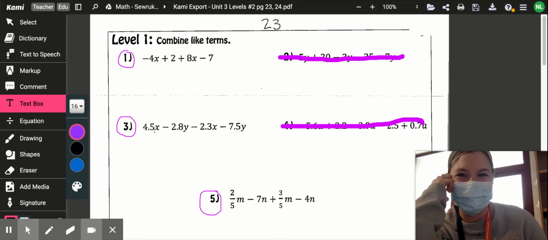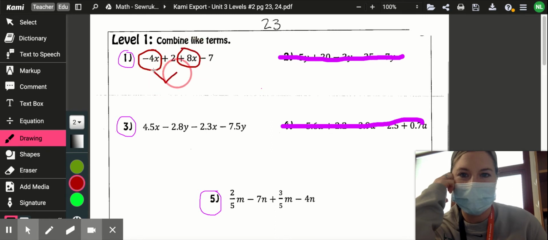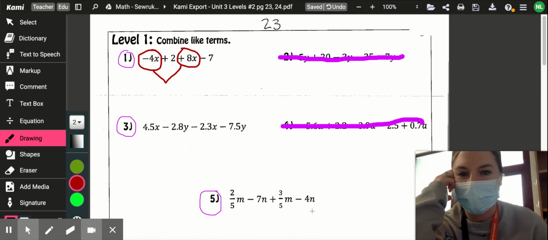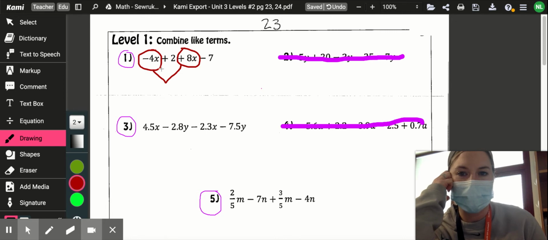Of levels. Please remember, you need to combine the like terms by circling the like terms with the sign in front of them, combining them and putting them into your calculator. You can't put an X, a Y, an A, an M, an N, anything like that into your calculator. You just have to bring it down with the number. So I'm putting -4 plus 8 into my calculator, whatever I get, put it there with the X.